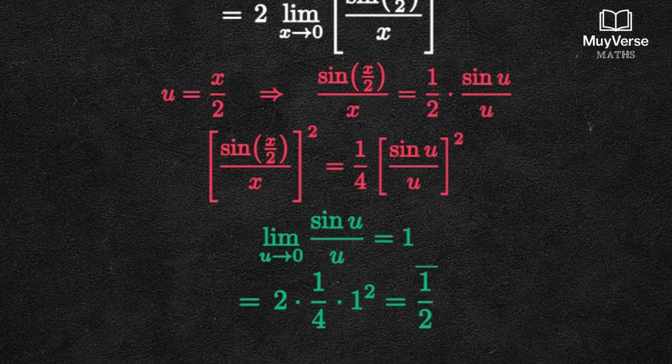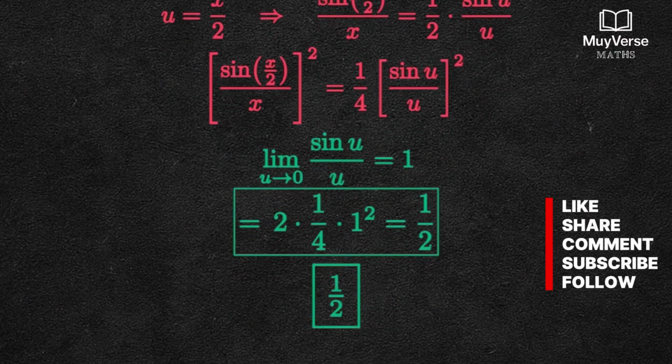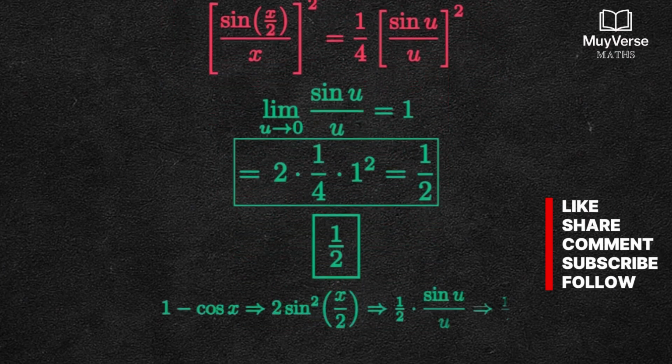Visual cue recap. 1 minus cosine x becomes 2 sine squared of x over 2. Then sine of x over 2 over x becomes 1/2 times sine u over u. The famous limit gives 1, and the constants multiply to 1/2.